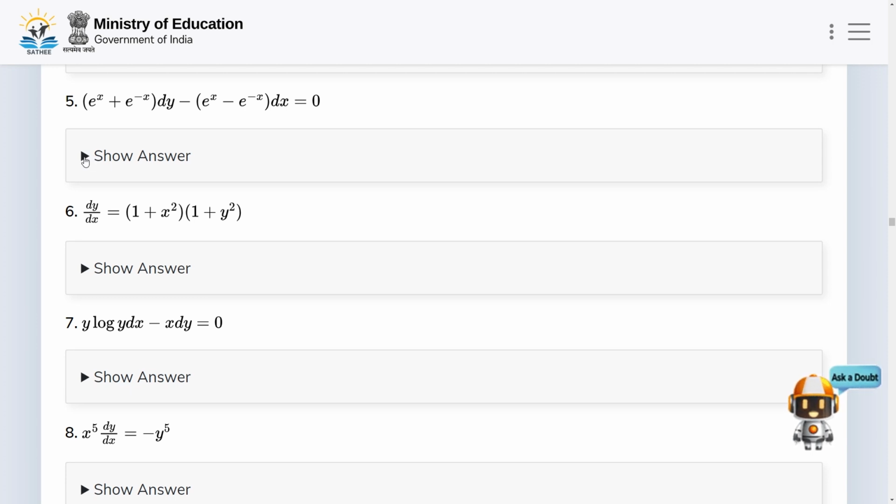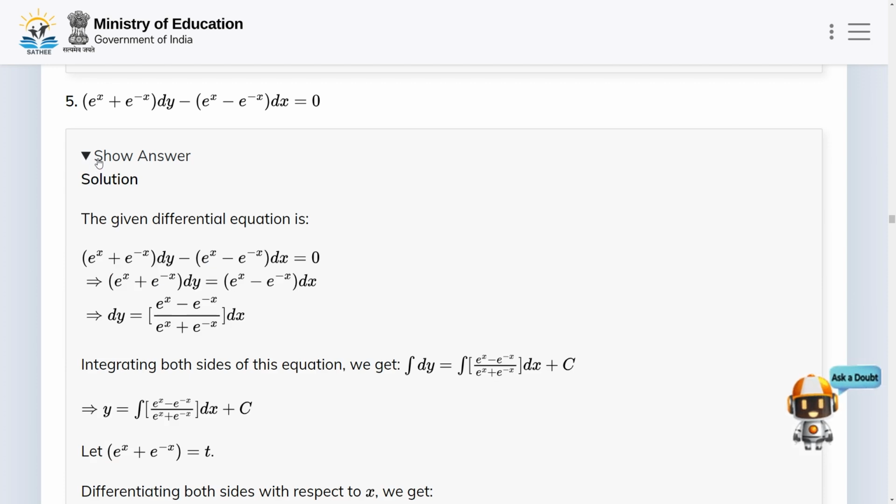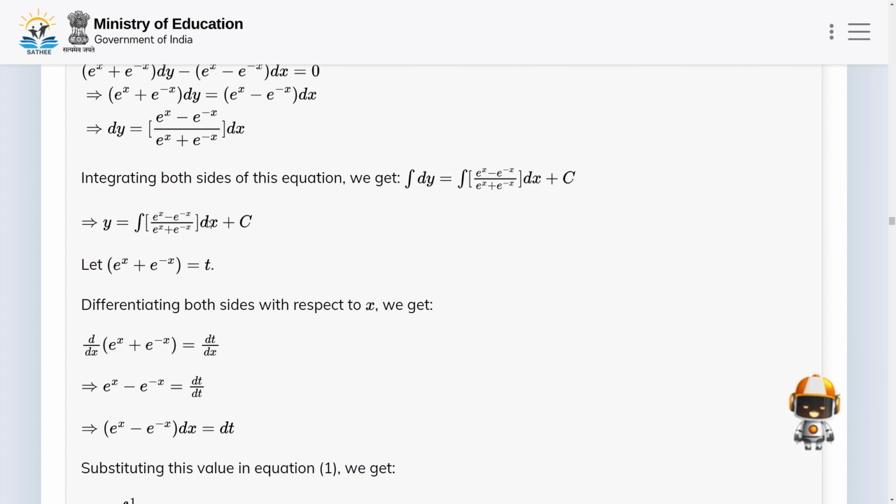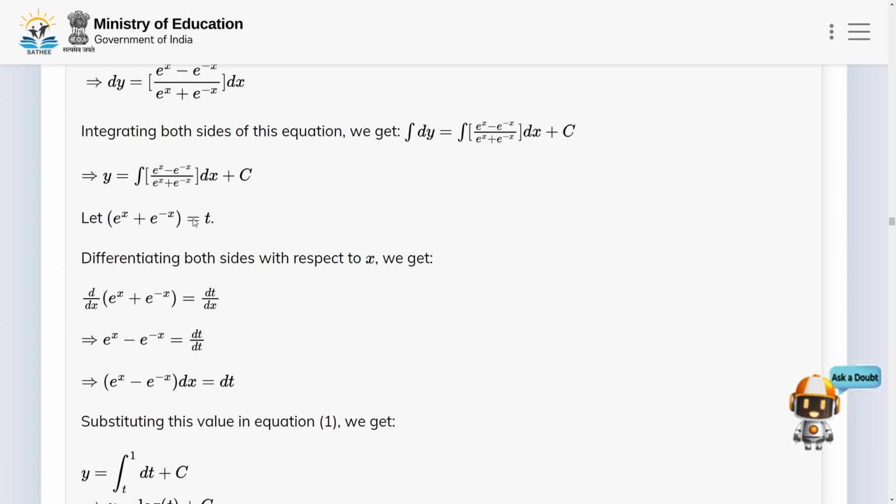So the next problem says this. So integrate it. What you will have is, first of all, variable separation we have to apply in order to get the correct form. So you will have dy is equal to e^x minus e power minus x divided by e^x plus e power minus x dx. Now integrate both sides, you will get y is equal to the integration of this whole thing. Now substitute your denominator e^x plus e power minus x is equal to t. Now differentiate it. The numerator can be directly substituted by just dt.